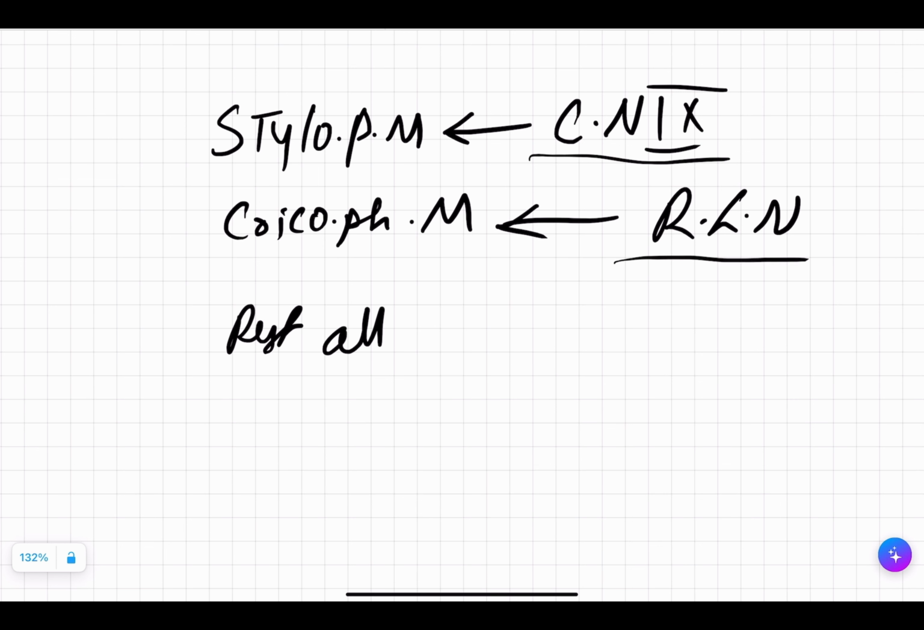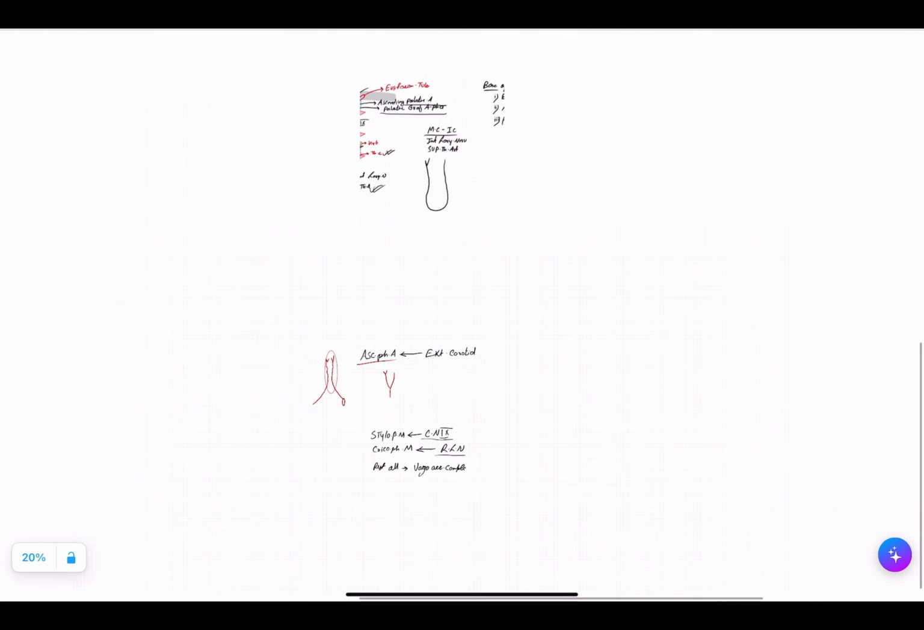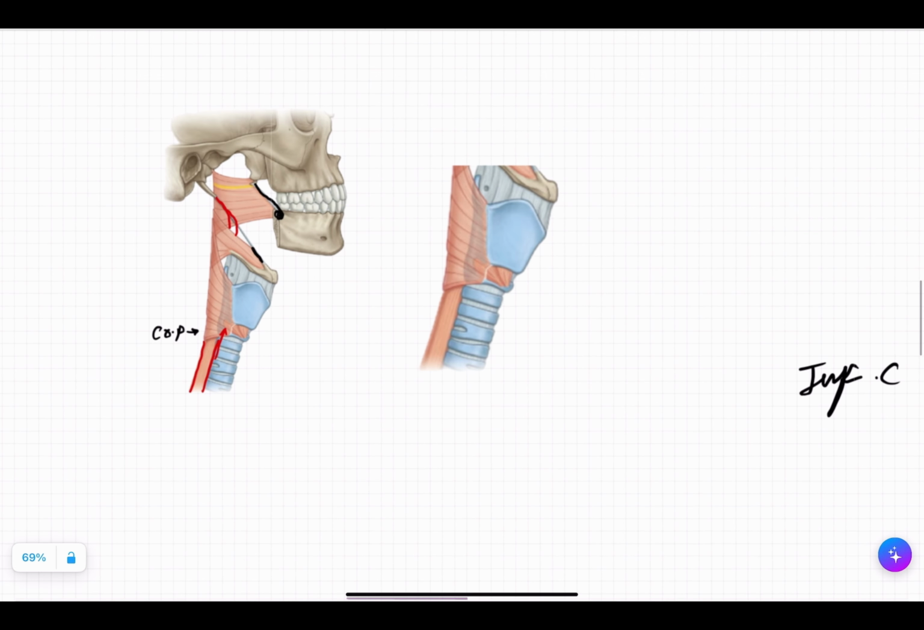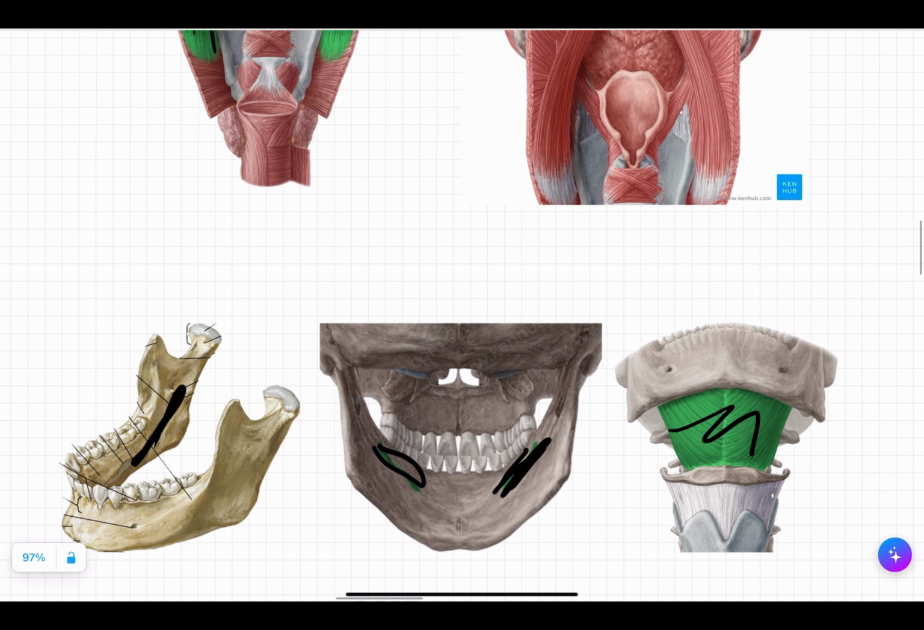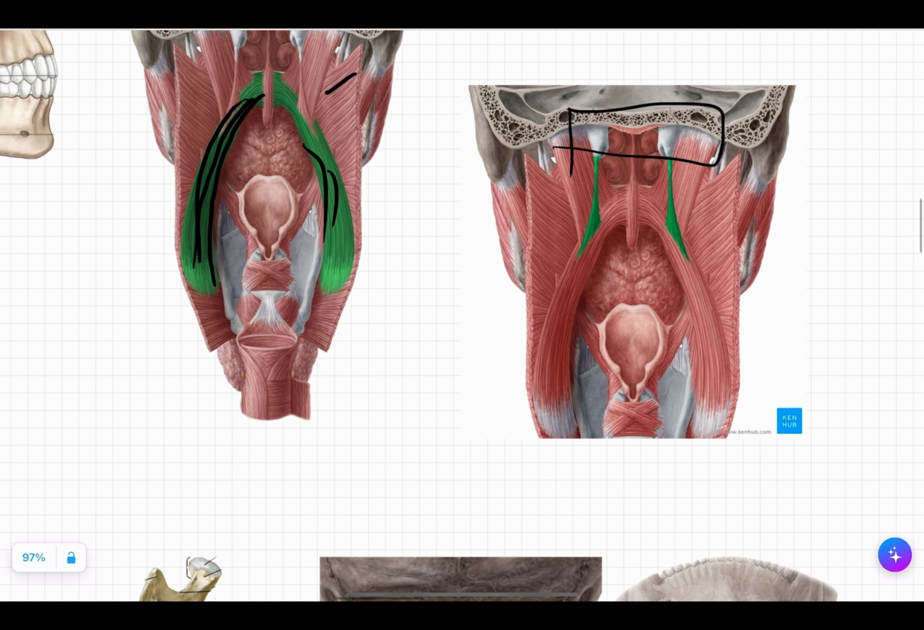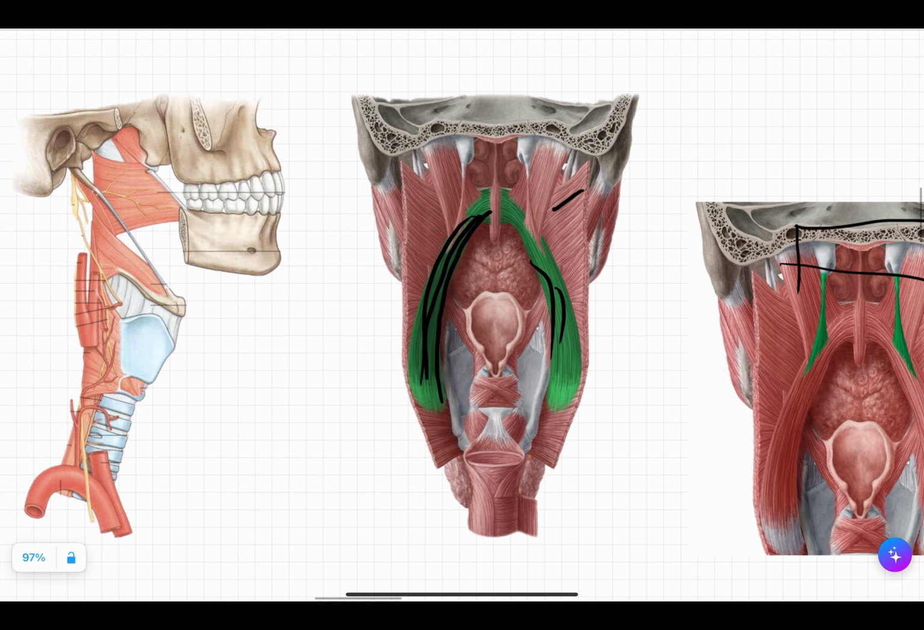by what? Vago-accessory complex, about which I will tell you in the cranial nerves. So we discussed it all. The constrictors, those muscles, what is the mylohyoid line, the longitudinal muscles and everything.